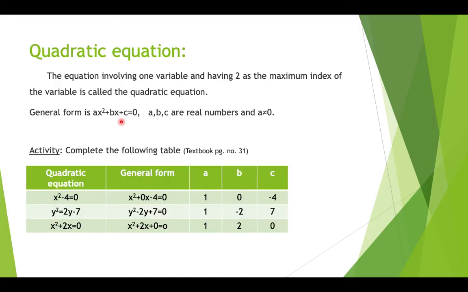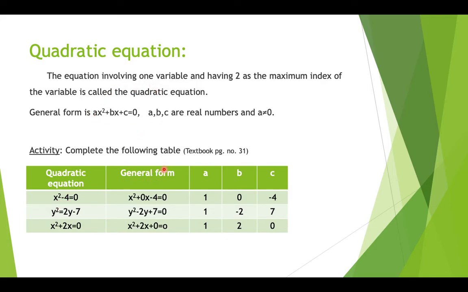Now let us see an activity in your textbook, page number 31. Quadratic equation. So in your textbook there are given these three examples with the first column solved. What you have to do is find the values of a, b, c, that are the coefficients of the polynomial. Remember this, whenever you are solving such kind of polynomials, you have to arrange this in terms of your standard form.